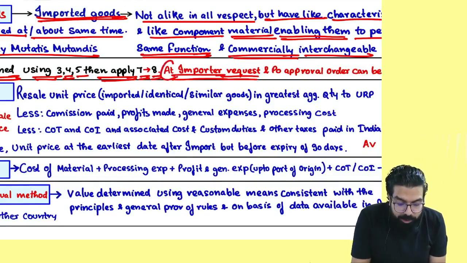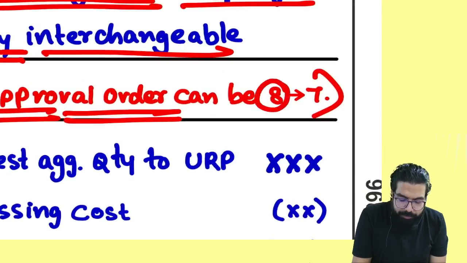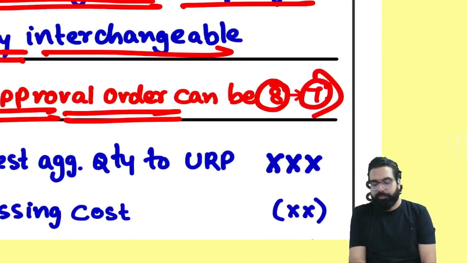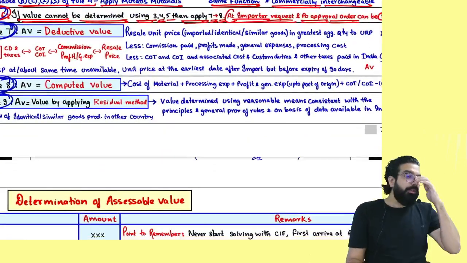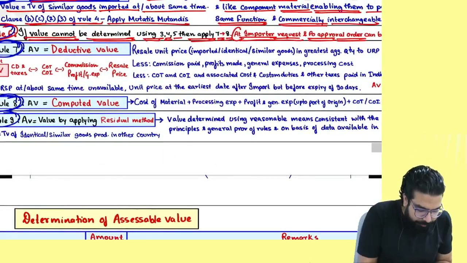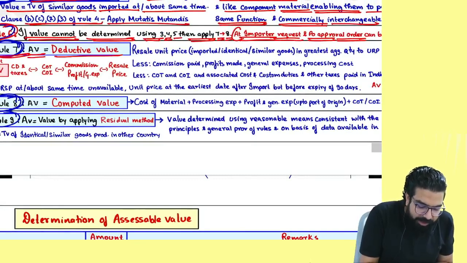All. Now here this is one important point. It says at the importer's request, the proper officer can give approval for applying what, everyone? 8 and then 7. Everyone over here now. Rule number 7 over here. Assessable value is deductive value.